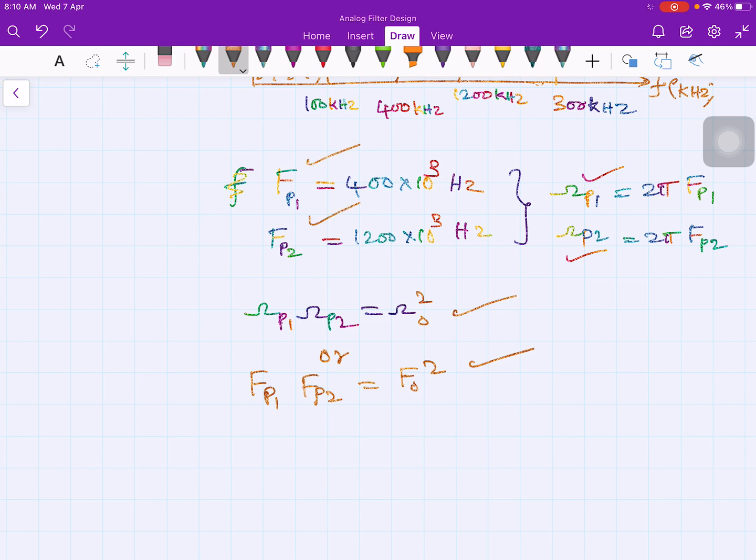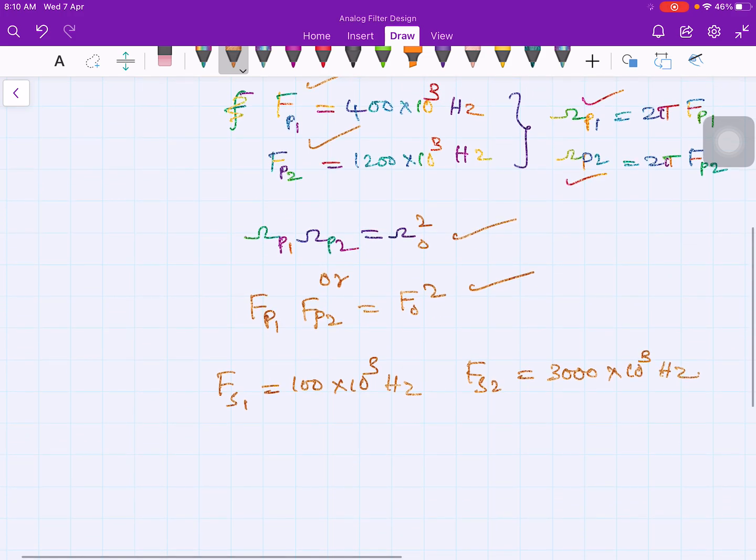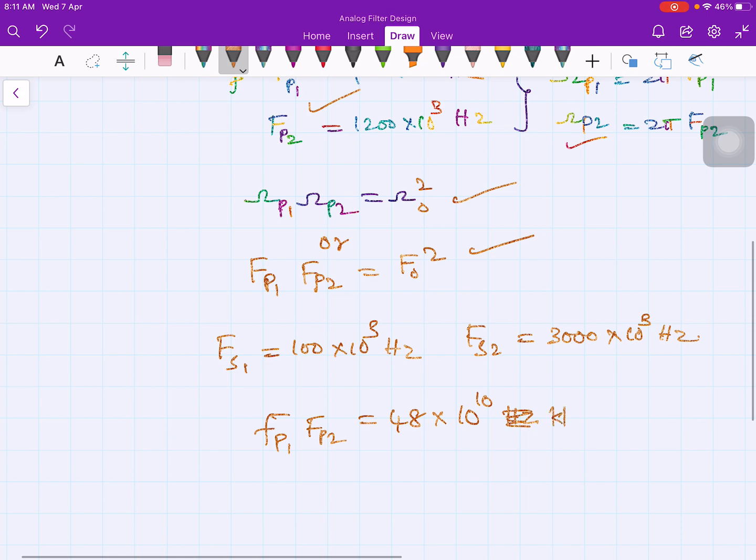fp1 is given, fp2, and what about fs1? Fs1 is equal to 100 times 10 to the 3 hertz, and then fs2 is 3000 times 10 to the 3 hertz. Okay, so let us find out fp1 fp2. So this is 400 times 1200, that is 48 times 10 to the 4, 4, 6, 10, okay, hertz. It is not in hertz, it's a number now, or I can say hertz squared.